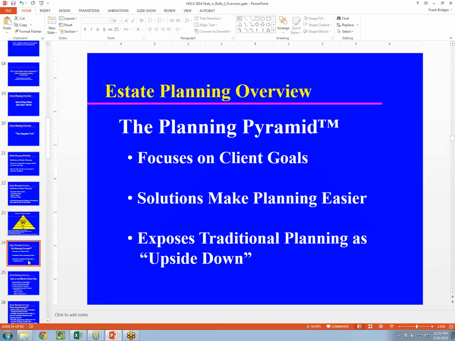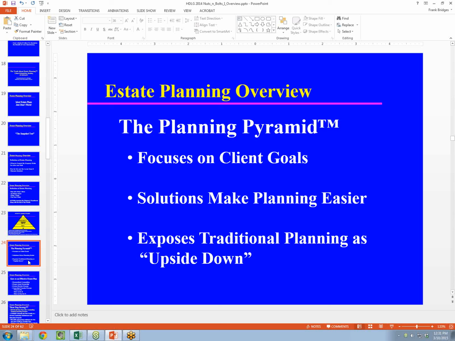So the planning pyramid helps us focus on the client's goals, and by focusing on the client's goals, we can come up with solutions to their issues, and that makes the planning a lot easier. It makes it less of a completely open-ended process. People understand when they understand what their own goals are. It makes it a lot easier for us to help them work through the things that they can do, what the options might be, and it exposes traditional planning as kind of upside down.